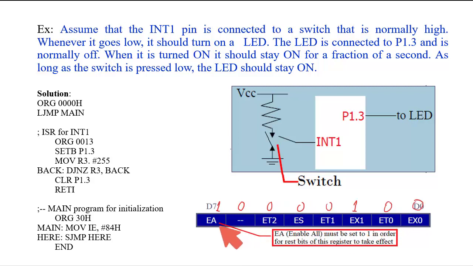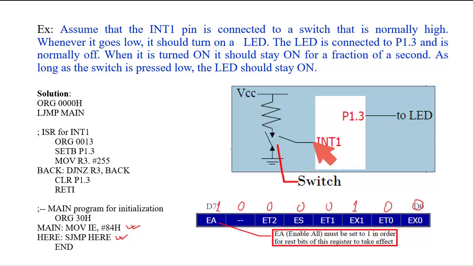So what is the value of EA? This is 8 and this is 4. So the value is 84H. So the first instruction is MOV IE, #84H. This is the first instruction. Next, what do we need? We will just wait for the interrupt to come. Interrupt means when the switch is pressed. So how will we wait? We will use a jump instruction, a jump here, so it will stay at this position. It will remain here. What will happen? When the switch is pressed, it will act as an interrupt.